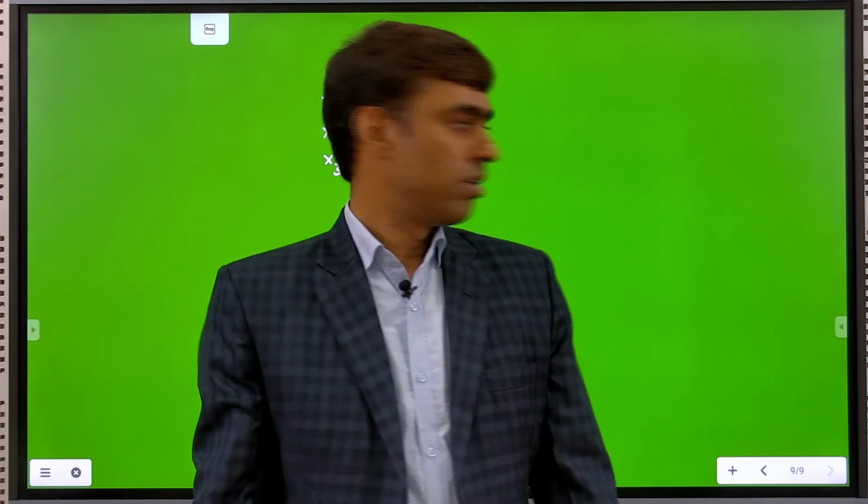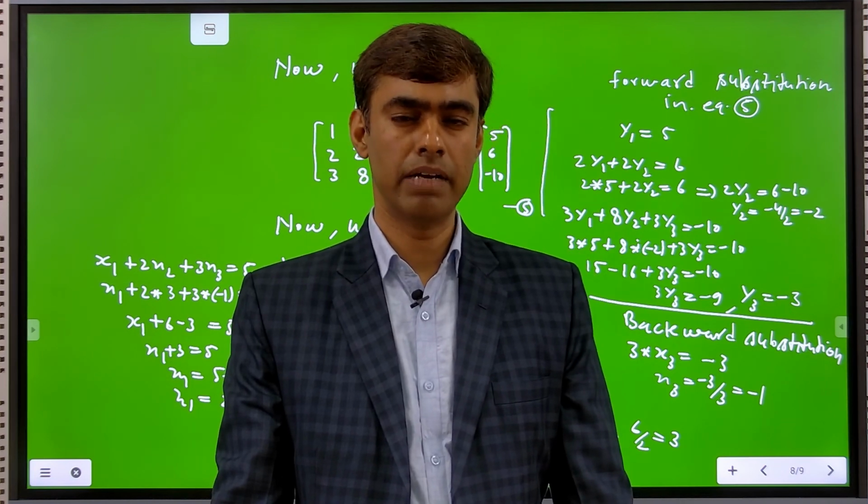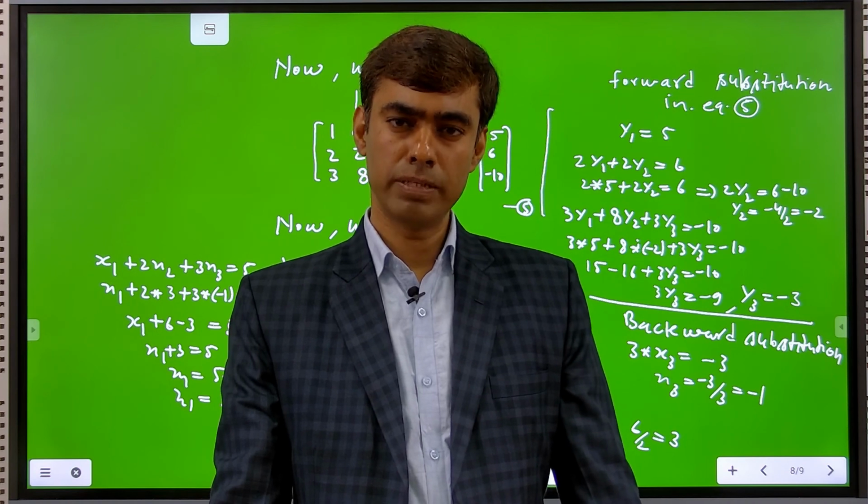For a given system of linear equations, first of all, we write the given system in matrix form. Then we examine the property of A. If A is symmetric and positive definite, then only are we able to apply Cholesky's method, or in other words, decompose A as L into L transpose. Once we decompose A as L into L transpose, then we write the given system Ax equal b, and in place of A, we write L into L transpose, so the system becomes L into L transpose x equal b. Then we again assume that L transpose x equal y, so the system becomes Ly equal b. Then we solve Ly equal b by forward substitution, then again we solve L transpose x equal y with the help of backward substitution in order to find the original values of the unknowns.